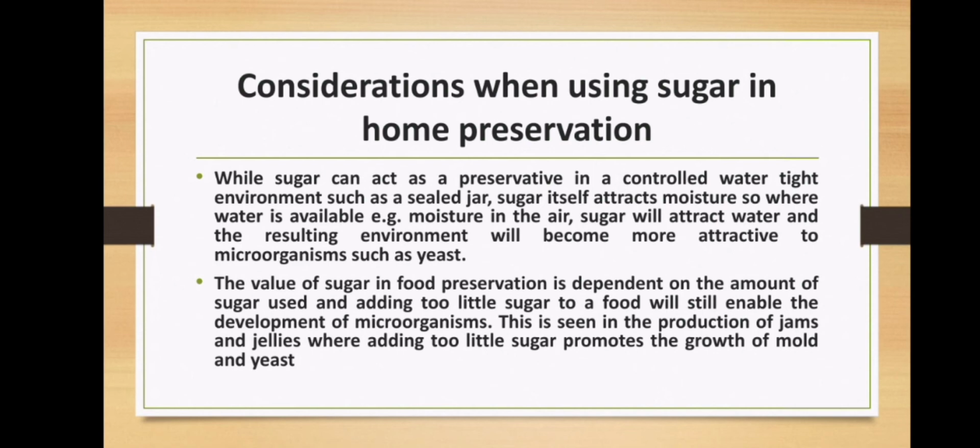The value of sugar in food preservation is dependent on the amount of sugar used. Adding too little sugar to a food will still enable the development of microorganisms. This is seen in the production of jams and jellies, where adding too little sugar promotes the growth of mold and yeast.